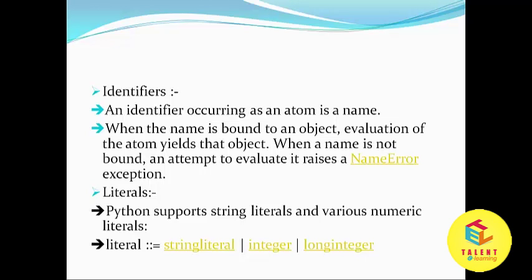When an identifier that textually occurs in a class definition begins with two or more underscore characters and does not end in two or more underscores, it is considered a private name of that class. Private names are transformed to a longer form before code is generated for them.